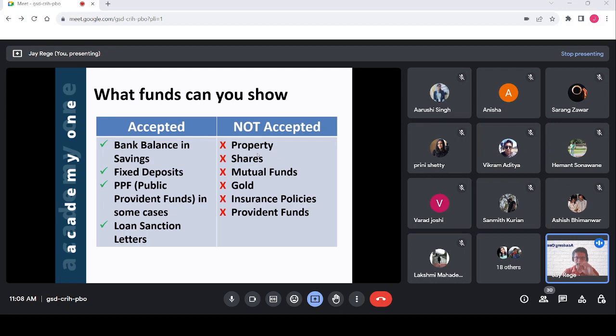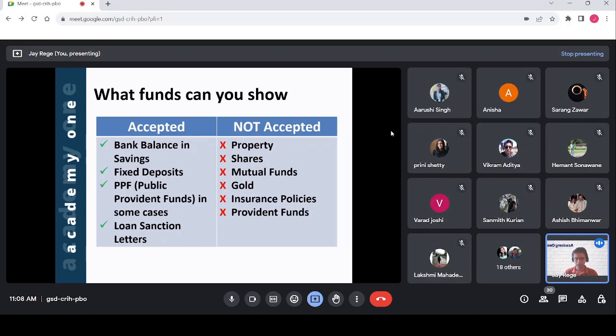Now, let's talk about what is accepted in terms of funding. When you have to show funding, it can be money in a bank account, in a savings account, and fixed deposits are accepted. PPF is accepted by some universities and not by others. And loan sanction letters are also accepted.